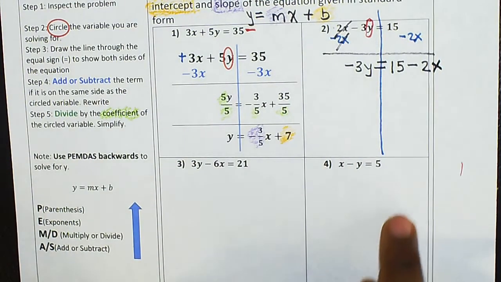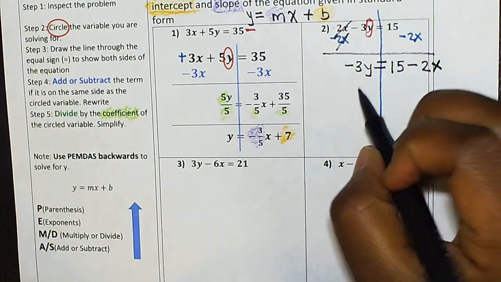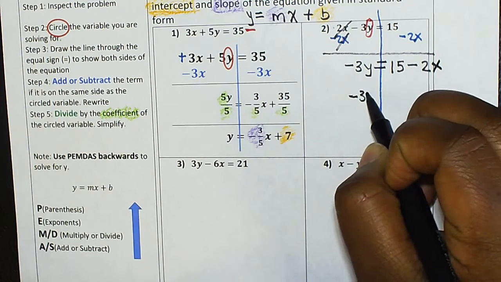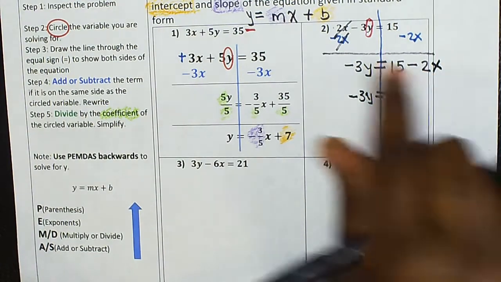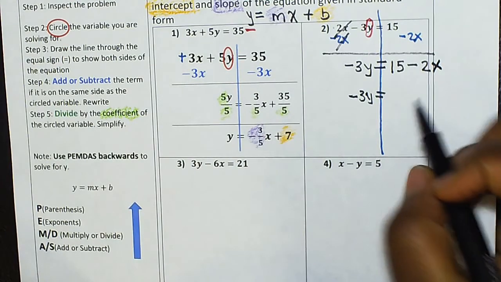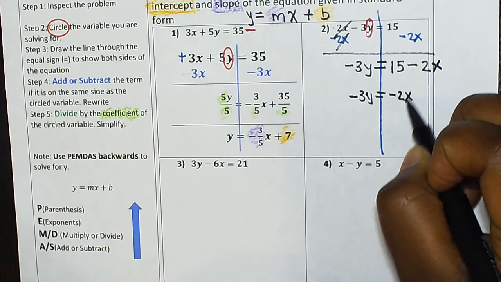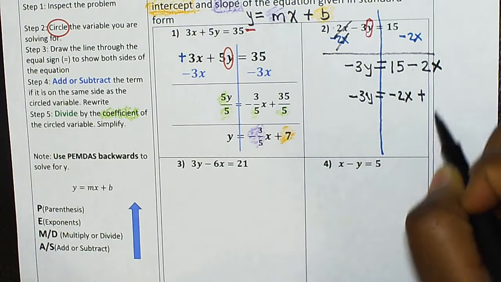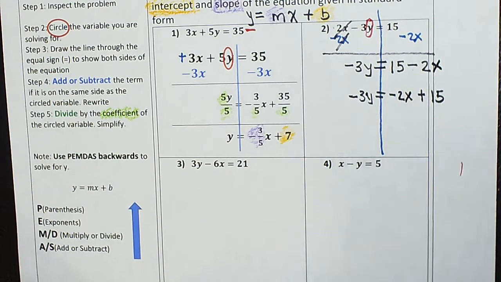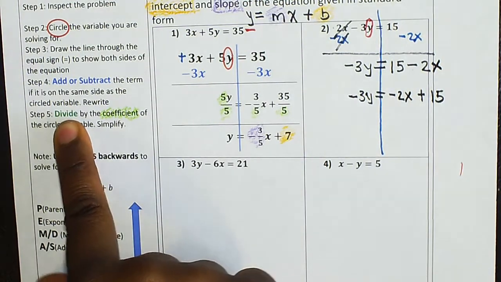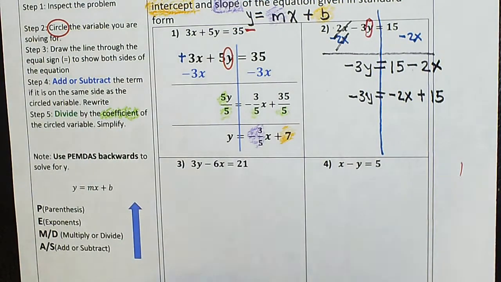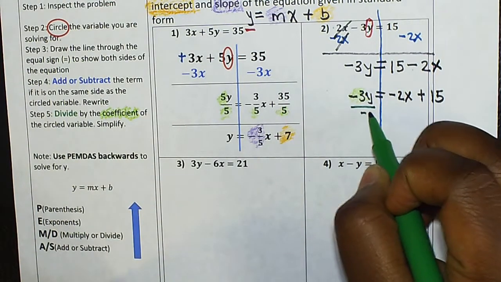Now, some people don't like it written like that, so I'm going to rewrite it. Negative 3y is equal to, I like my x in the front, so I'm going to put my x in the front. And you can do that as long as you keep your signs the same. So I have negative 2x plus 15. Now let's move on to step 5. Divide by the coefficient. My coefficient is negative 3, so I have to divide by negative 3.